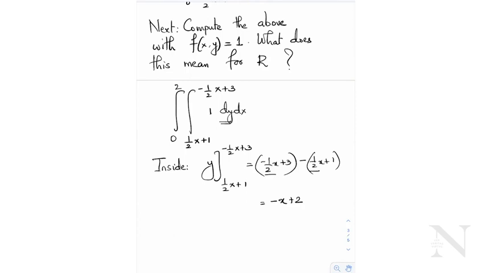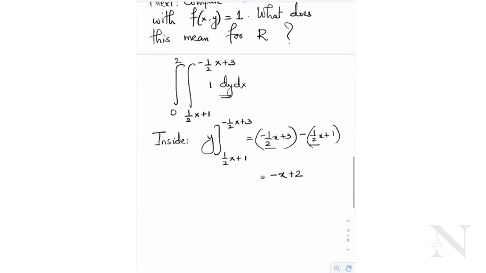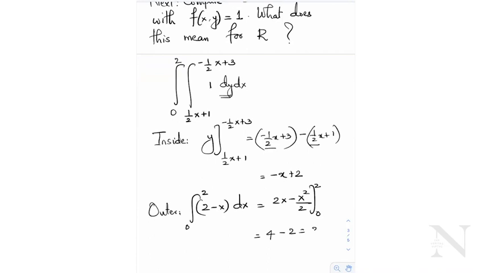Okay, so these are kind of easy places to make mistakes. If I'm missing a sign or something, let me know. Okay, and the outer one, I should be writing inner and outer, not inside and outer, but it's okay. 0 to 2 of 2 minus x dx. Okay, just going to be 2x minus x squared over 2 from 0 to 2. And that's going to be equal to 4 minus 2, which is 2.